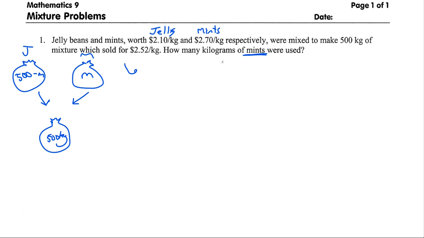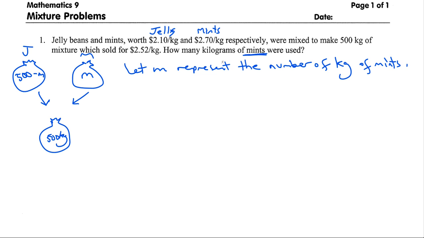Okay, so let M represent, not mints, it's let M represent the number of kilograms of mints. Be very specific. It's the number of kilograms. It's not the color of the mints. It's not how many mints. It's the number of kilograms of mints. And so therefore 500 minus M is going to represent the number of kilograms of jelly beans. Okay, so now I've used the 500 kilograms.